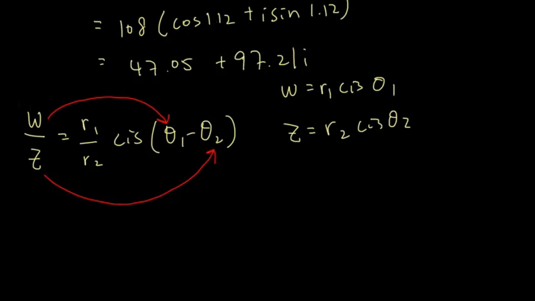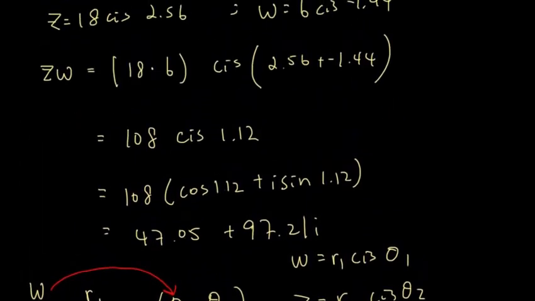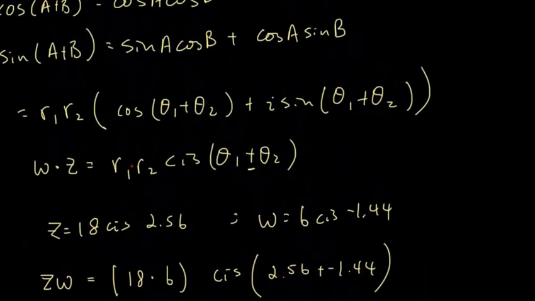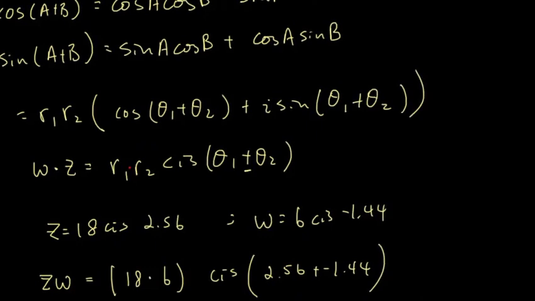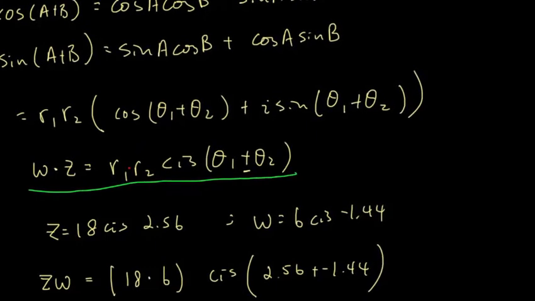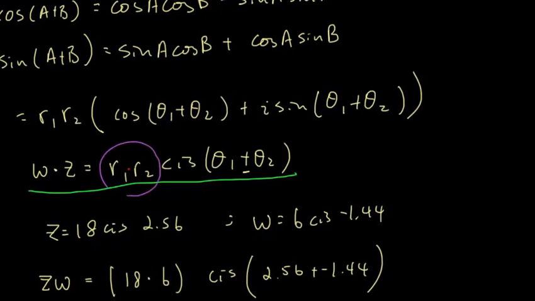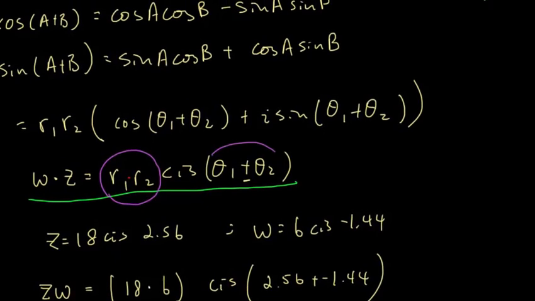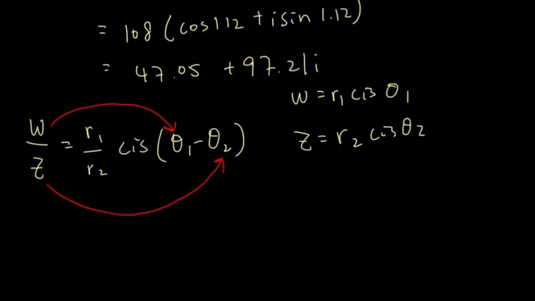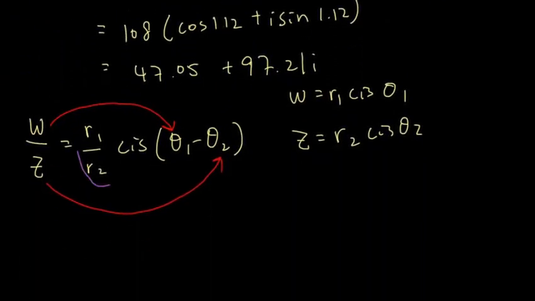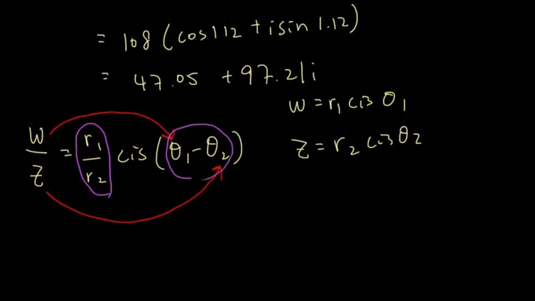Okay, guys, I hope you understand. Just remember, you don't have to remember the whole proof of it, just know what the result is. So this is the result. When you multiply two complex numbers together, the radius is multiplied together while the angles are added together. While in division, the radiuses are divided against each other, and we take the difference in angles.